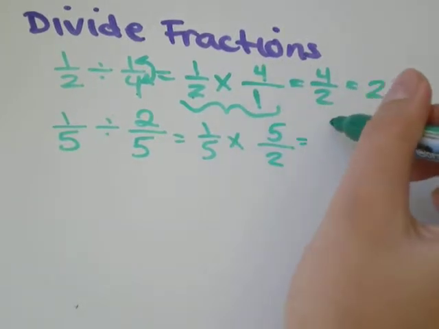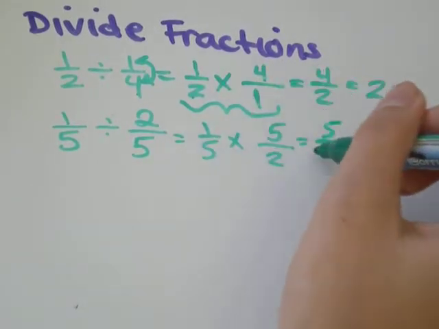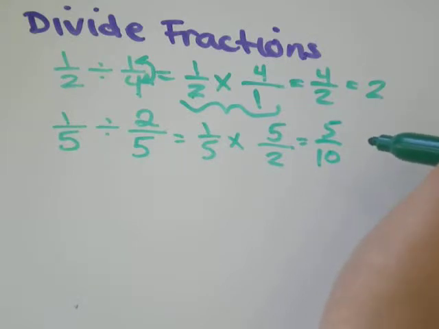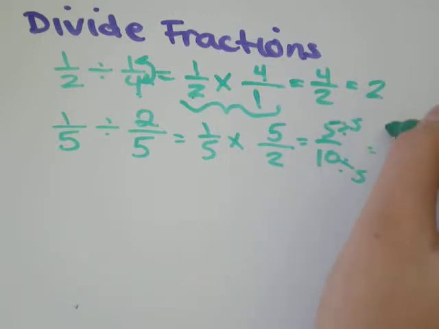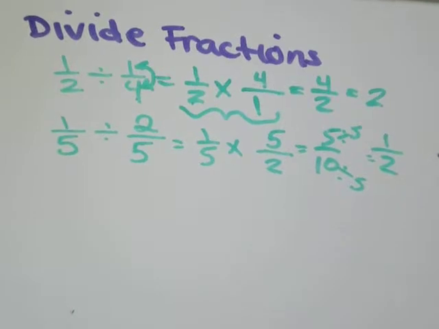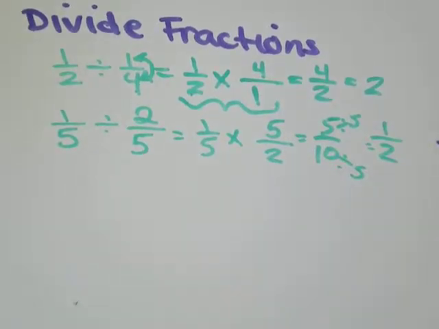1 times 5 is 5 over 5 times 2 is 10. Can we reduce that? Yep, if we divide the top by 5 and the bottom by 5, 5 divided by 5 is 1, 10 divided by 5 is 2. So the answer to that question would just be a half.